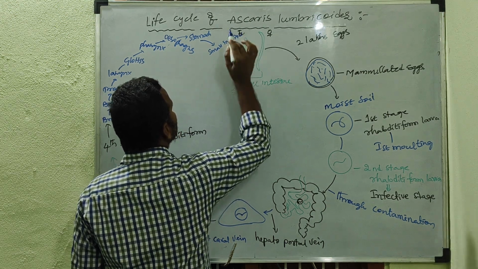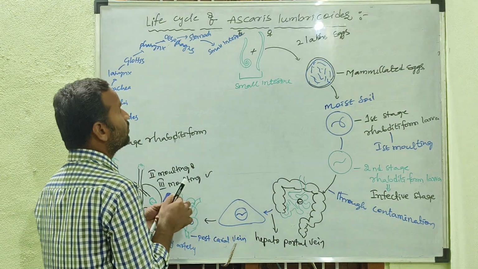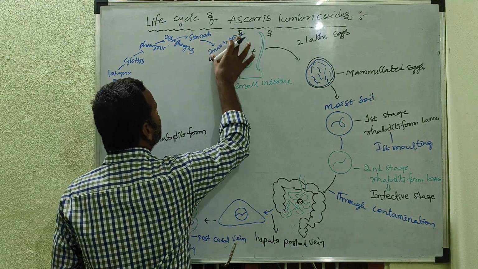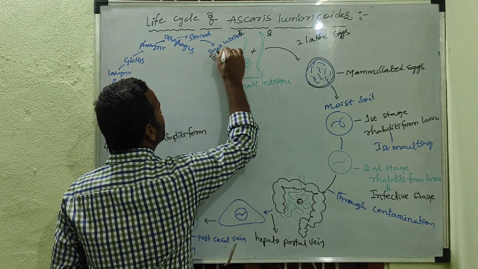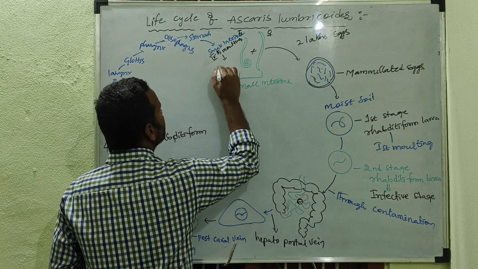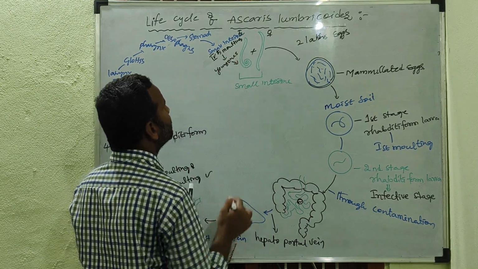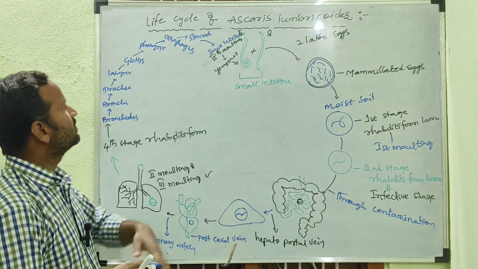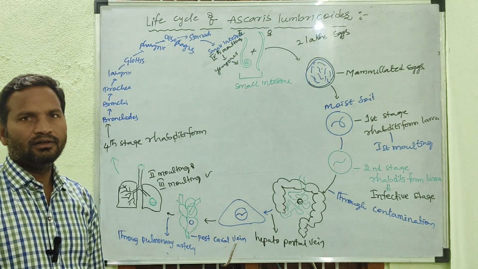In the small intestine, it undergoes the fourth molting. As a result, it produces young ones. The young ones further develop into adults in the small intestine. Yes, this is the life cycle of Ascaris lumbricoides. Got it?